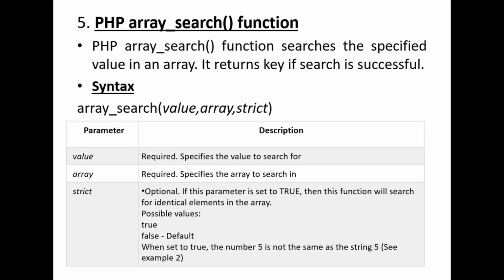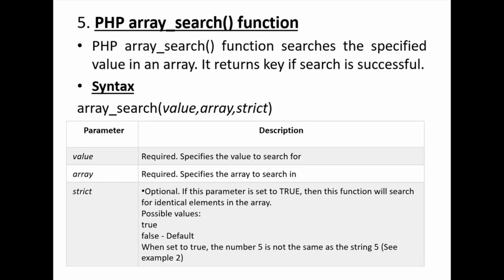The next is the PHP array_search function. It searches for the specified value in an array. If you want to search, you can use this method. It returns the key if the search is successful. If it finds that particular element, it returns the key of that element.